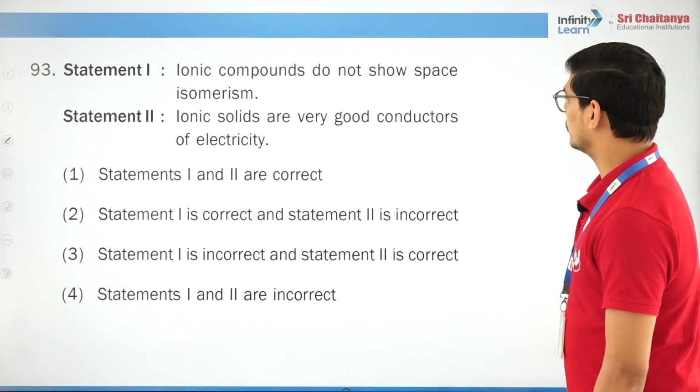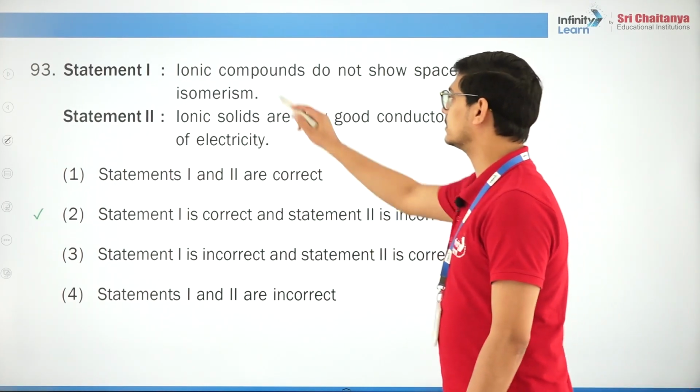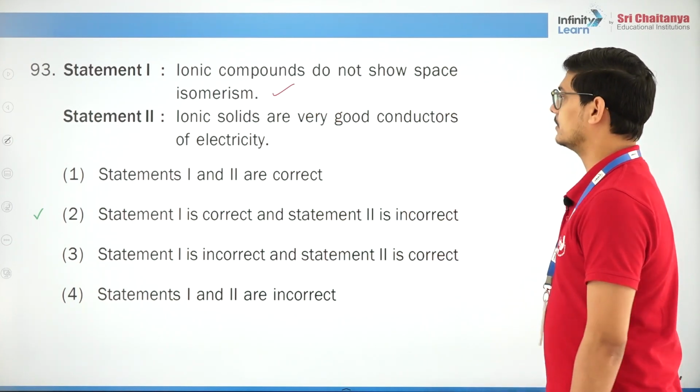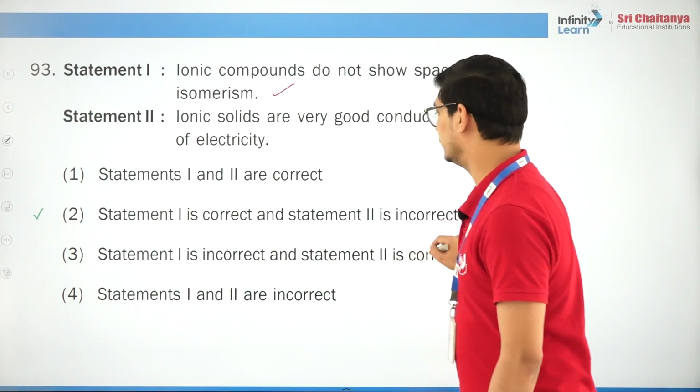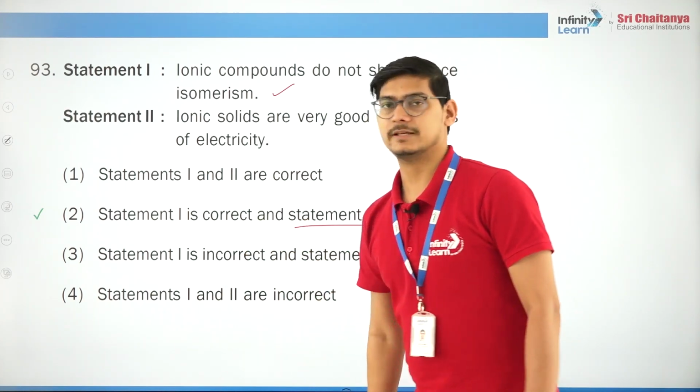Ionic compounds do not show space isomerism, correct. Ionic solids are very good conductors of electricity, not in solid state, right. So basically second statement is incorrect, clear.